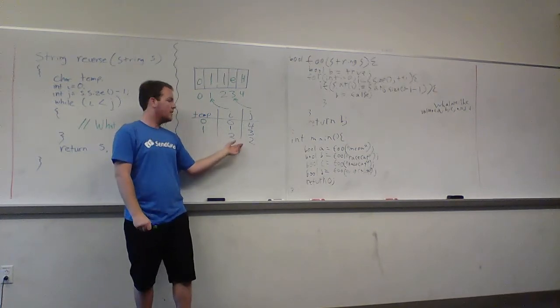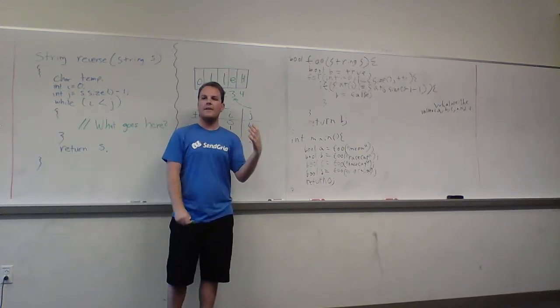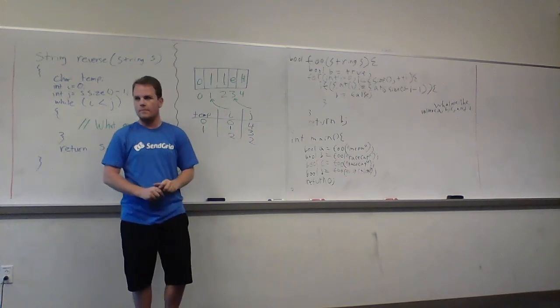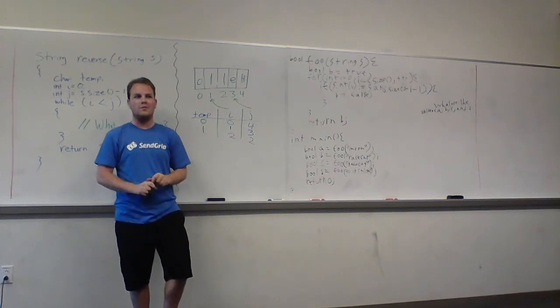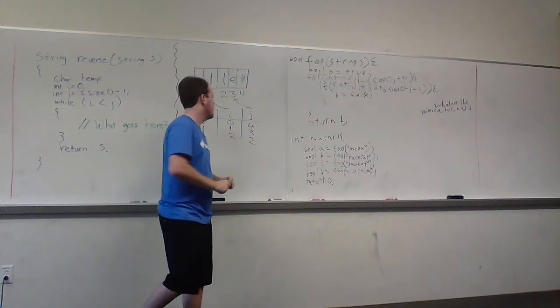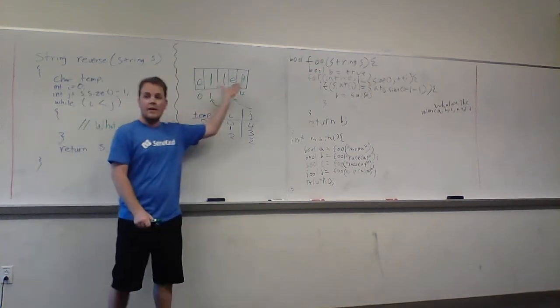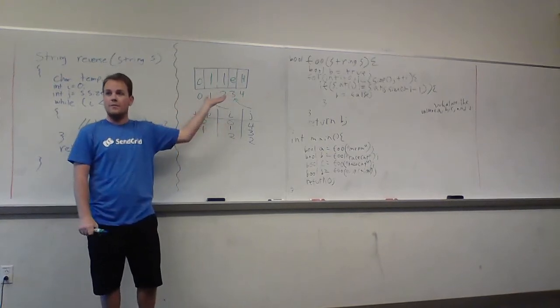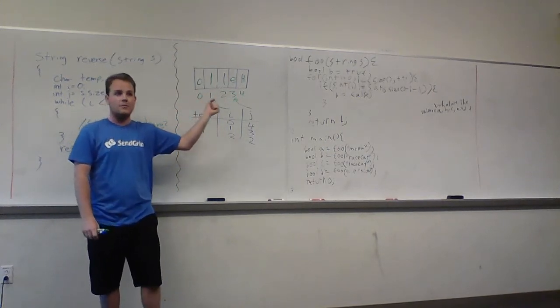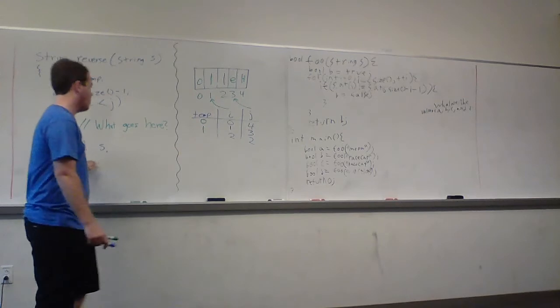What does the expression I is less than j evaluate to? True or false? False. Exactly. So we're done according to what we've written. And is that true? Have we reversed the string? Yes, we have. So we're done. We get to return the string.